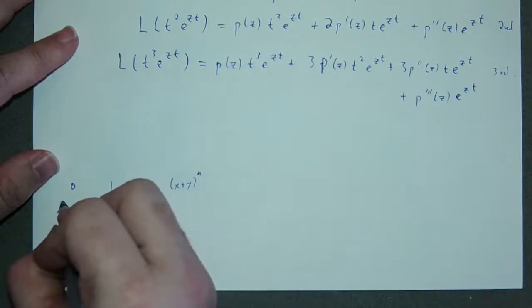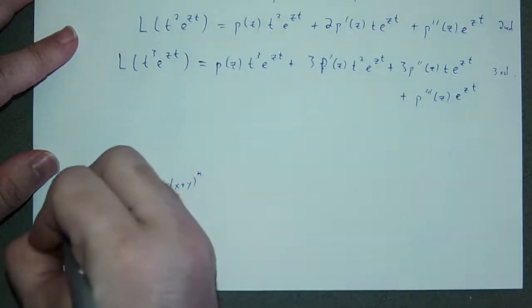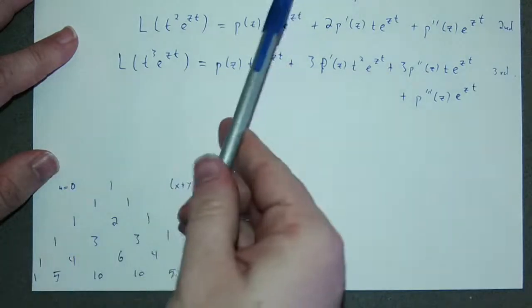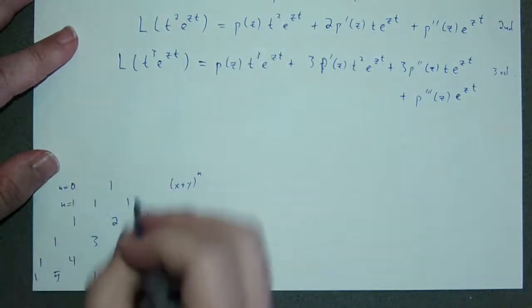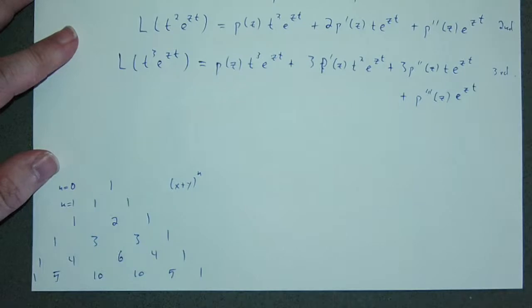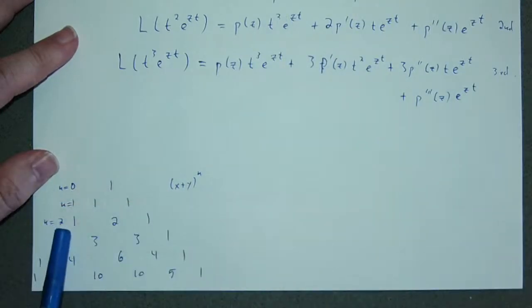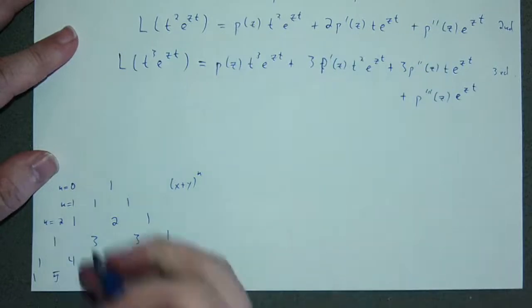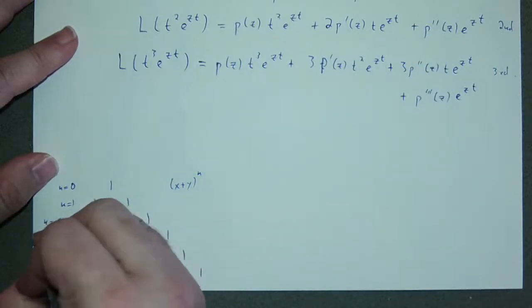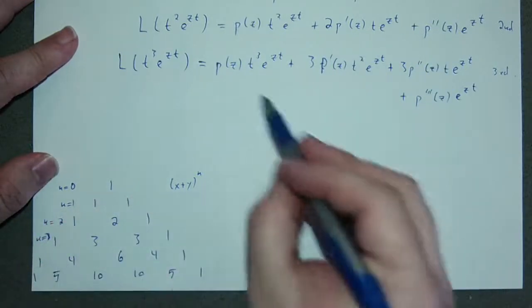This is the n equals 0 level. This is the n equals 1 level. So you get 1 and 1 here, 1 and 1. This is the n equals 2 level. So you get 1, 2, 1. This is the n equals 3 level. So you get 1, 3, 3, 1.